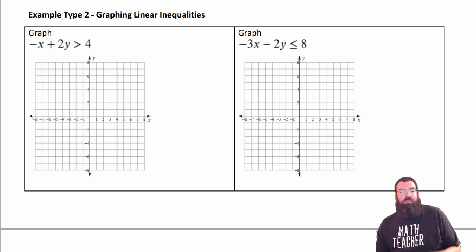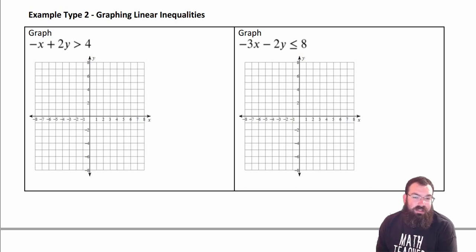All right, this is example type number 2 in graphing linear and absolute value inequalities. So now this is graphing linear inequalities. That means that we're going to graph the line the same way, but instead of it being a solid line and no shading because it's an equation, we're going to now have some shading areas, and I'll explain why. This is example type 2 in section 2.8, graphing linear and absolute value inequalities.